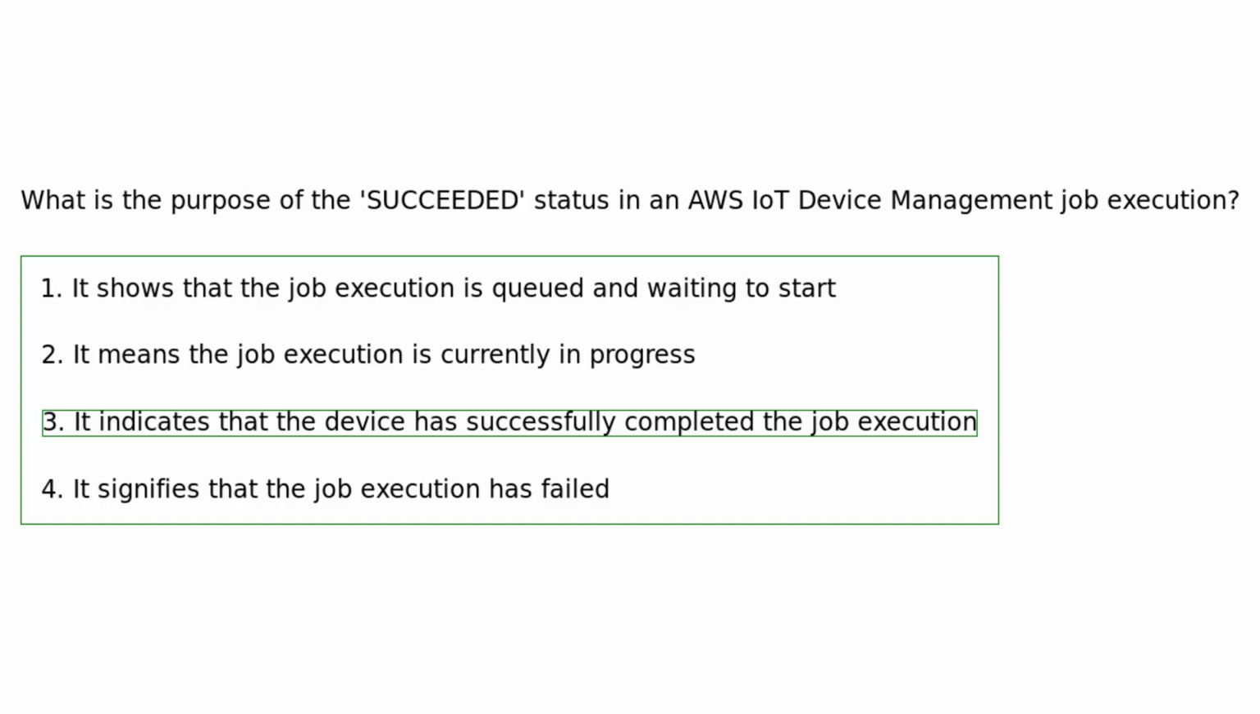The succeeded status in an AWS IoT Device Management job execution indicates that the target device has successfully completed all steps defined in the job document. This status confirms that the job has been executed without any errors.